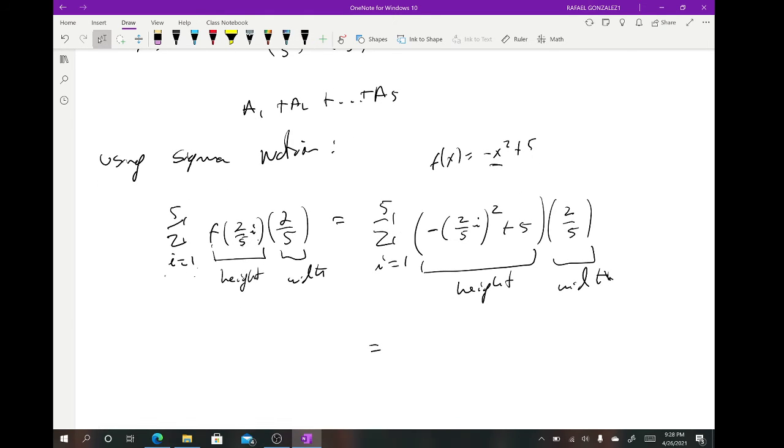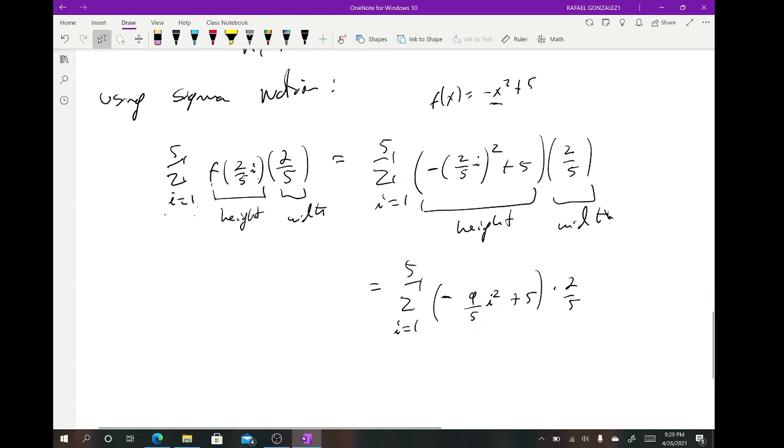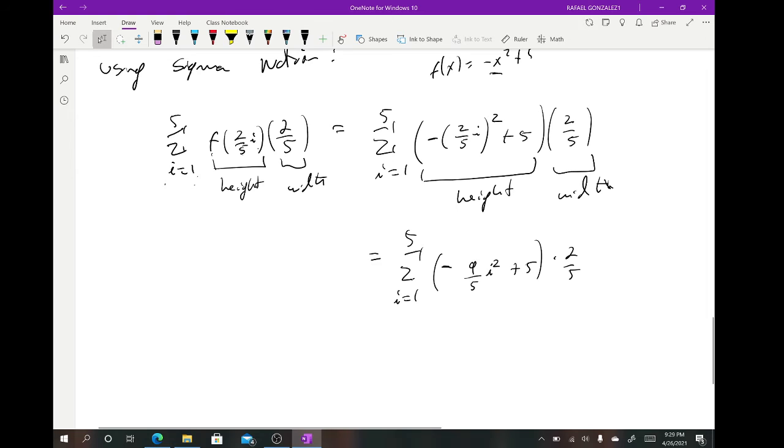But this is equal to the sum from I equals 1 to 5, and this portion in here is going to be negative 4/5 I squared. Negative 4/5 I squared plus 5, times 2/5. And now we can actually complete the sum. You could multiply in first if you want to, or you could take out the 2/5 completely. If you do choose to multiply it in, then what you have is the following.